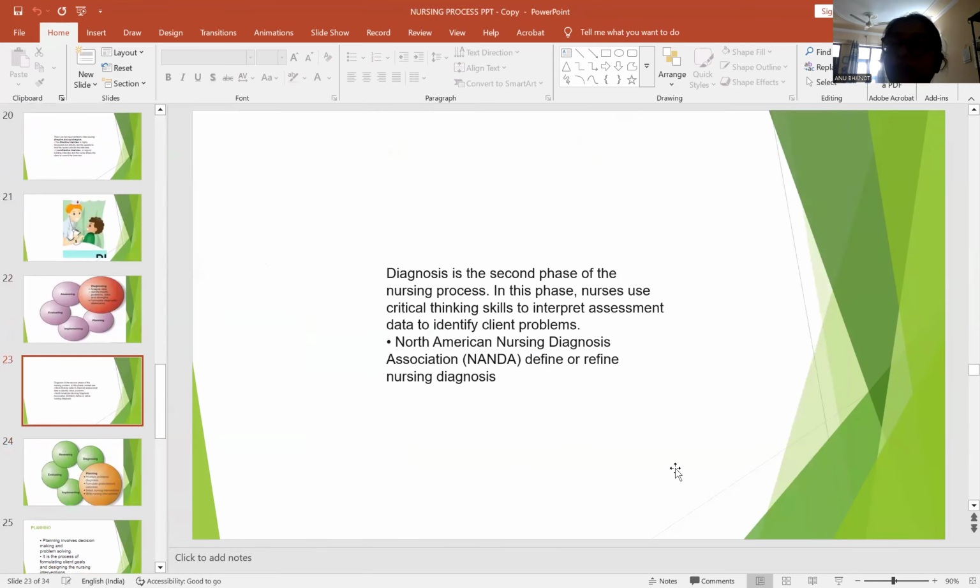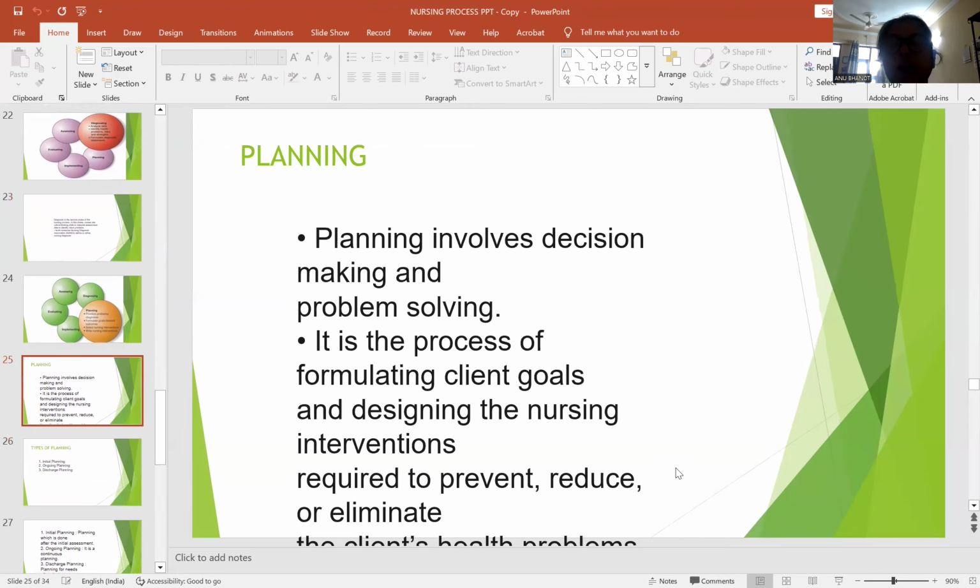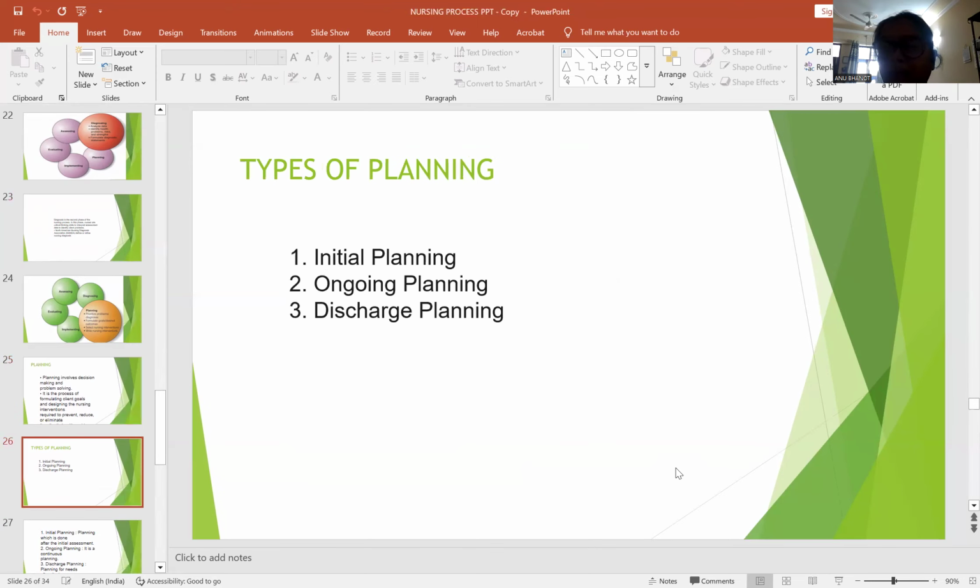In diagnosis, what is the difference between the nursing diagnosis and the medical diagnosis? The nursing diagnosis is the actual diagnosis of what the patient feels, and it is the actual condition of the patient. Planning: in planning, we make nursing goals which we want to achieve to reduce or eliminate the health problem in the patient.